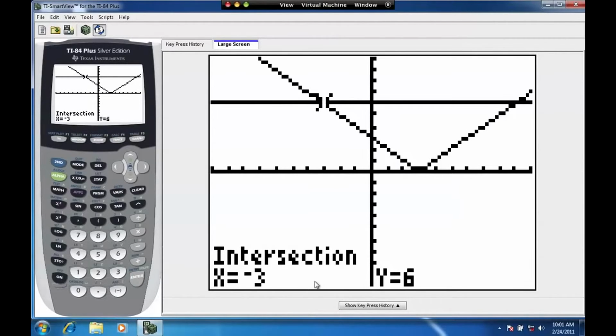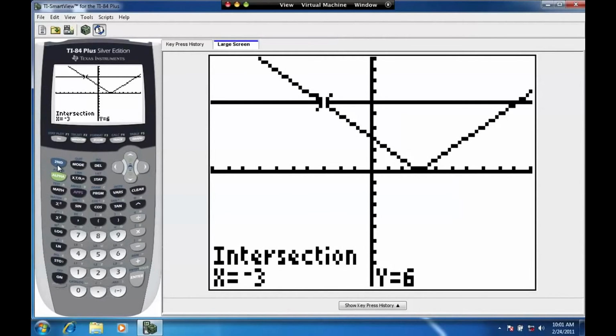The point of intersection is -3, 6. We already knew that the ordered pair was going to have a y coordinate of 6. It has an x coordinate of -3. So if you were asked to solve the equation, absolute value of x minus 3 equals 6, one of the solutions would be x equals -3.